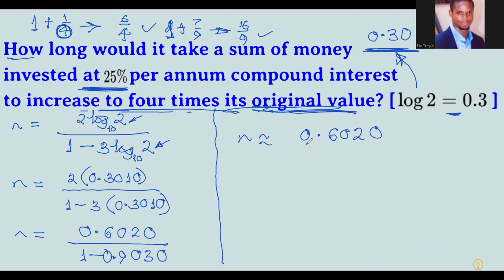0.6020 divided by, let me subtract 1 before that approximation. Let's subtract this from 1. 1 minus all of these gives me 0. So I'm subtracting 1 minus 0. That's 0.